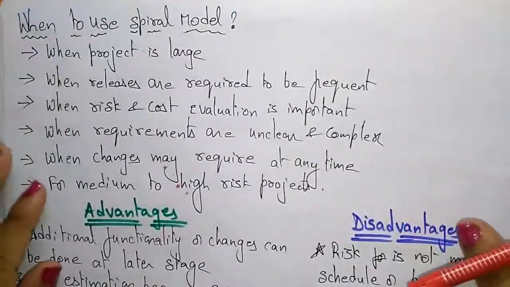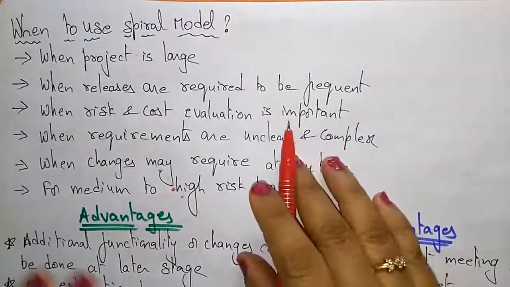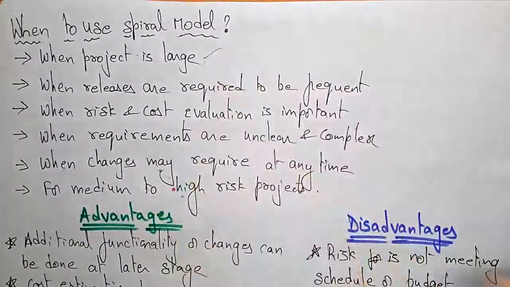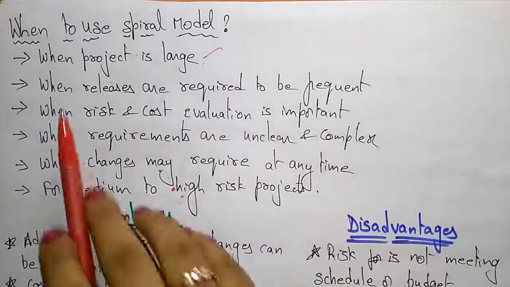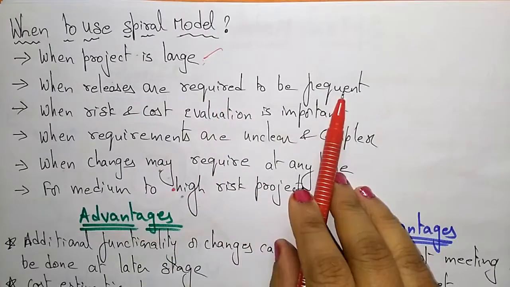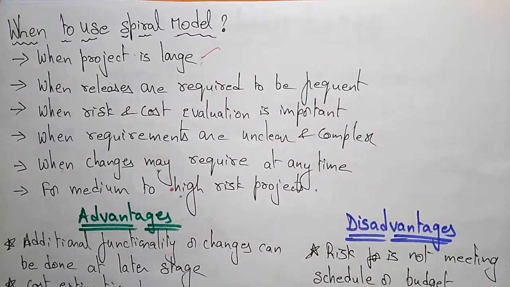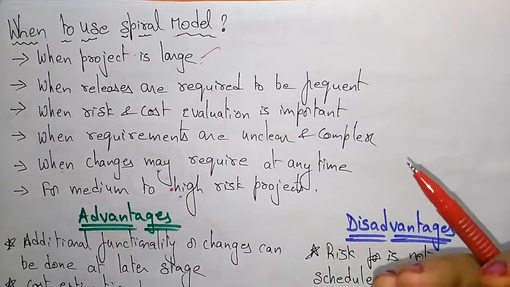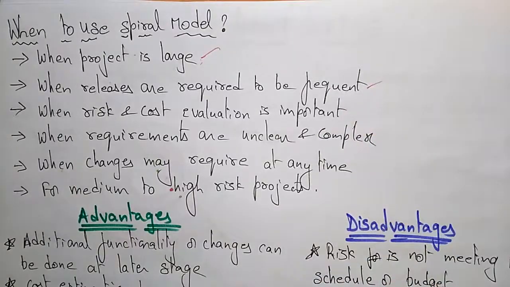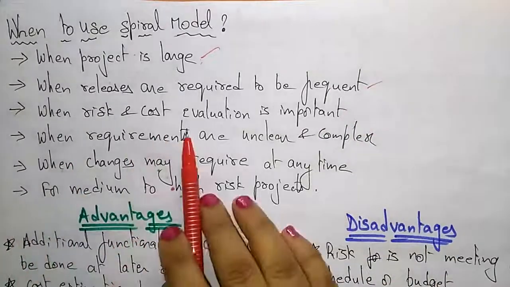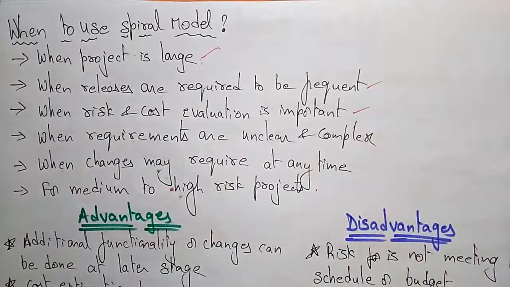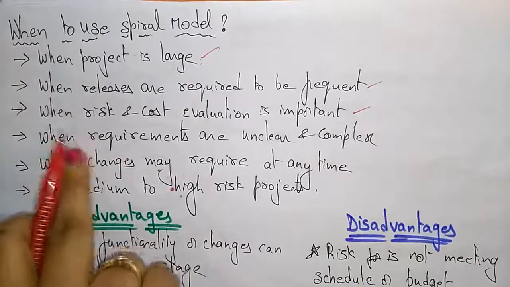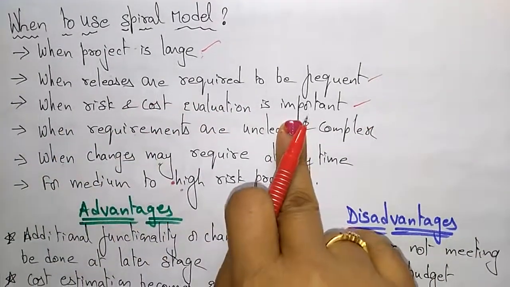When are we going to use a spiral model? When you are dealing with large projects, go for the spiral model. When releases are required frequently, it's better to go for the spiral model. If risk and cost evaluation is needed, meaning you want to calculate the risk and cost evaluation every time, then it's better to go for the spiral model. The spiral model is used when risk and cost evaluation is important.